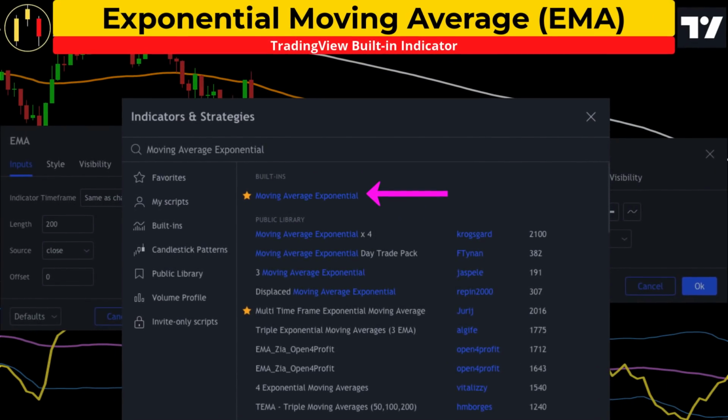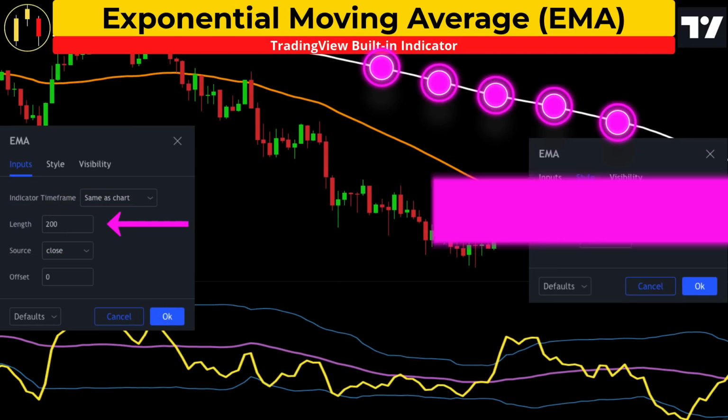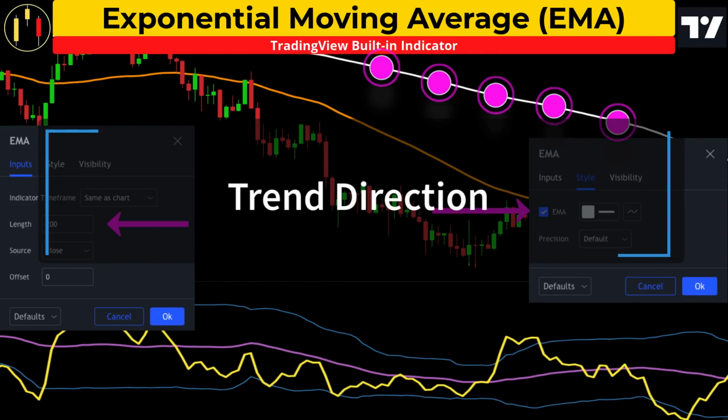The first indicator is the standard 200 exponential moving average. The length is set to 200 and colored in white. As always, the 200 EMA will be used to confirm trend direction.